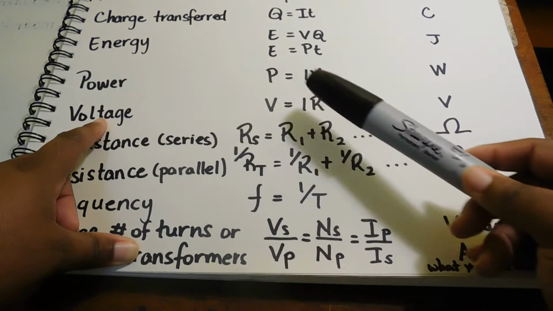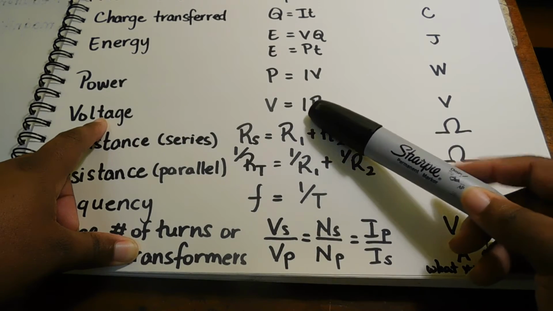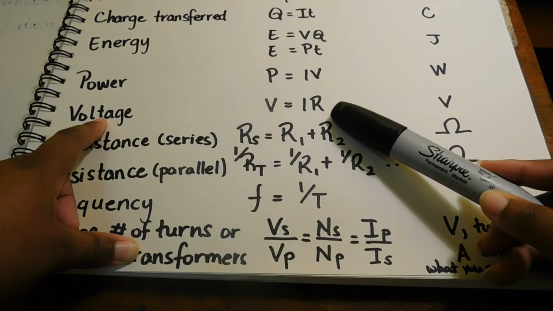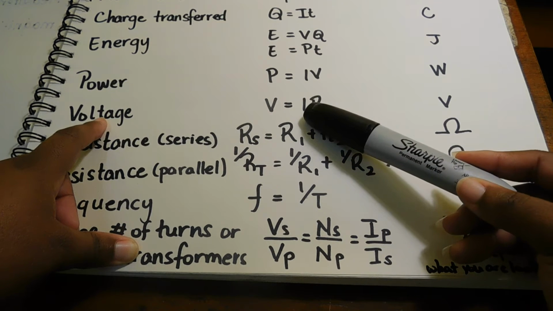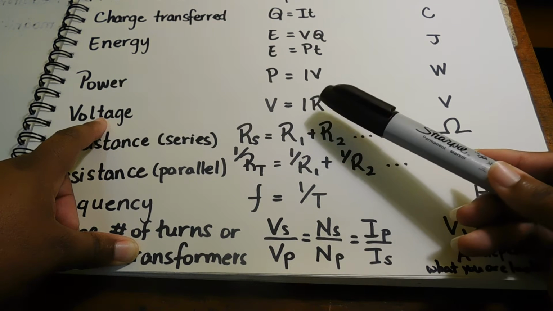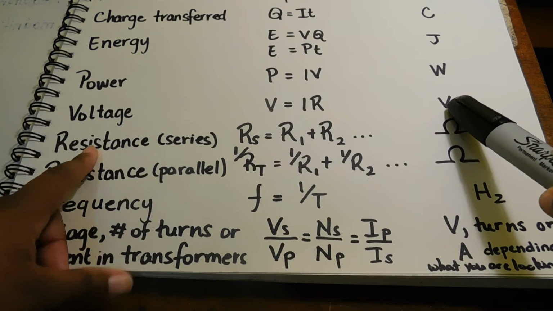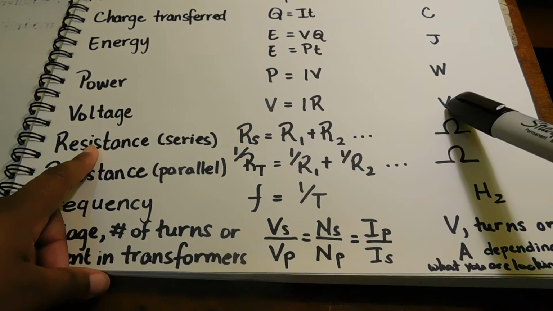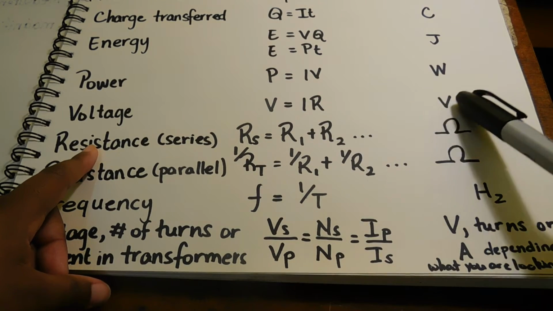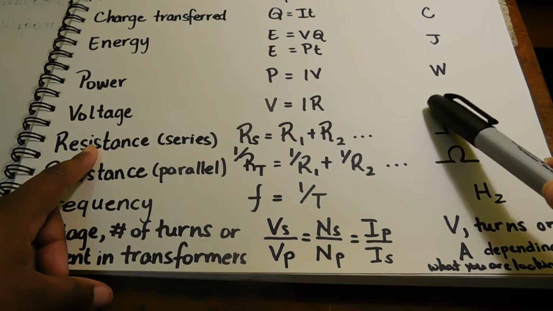Now, voltage is equal to the current times resistance. The unit of current is amps, and the unit of resistance is the ohm. The symbol for volts is V.